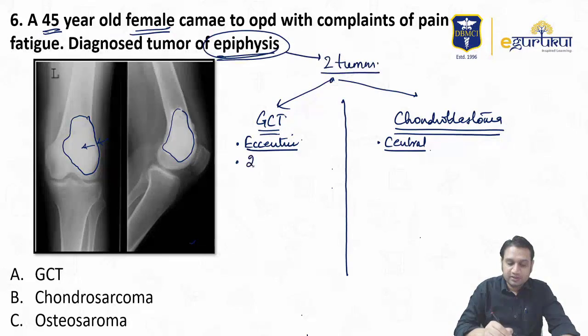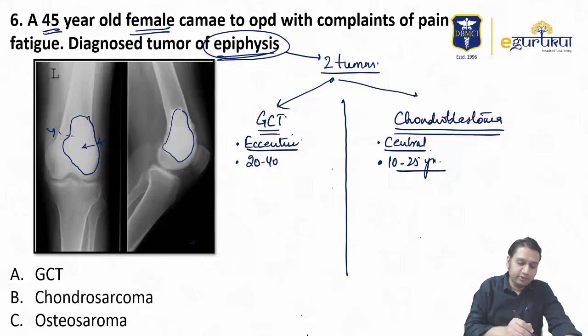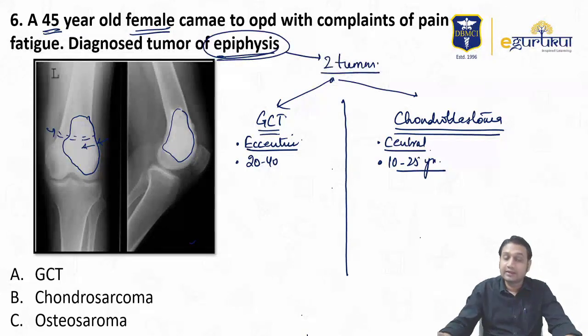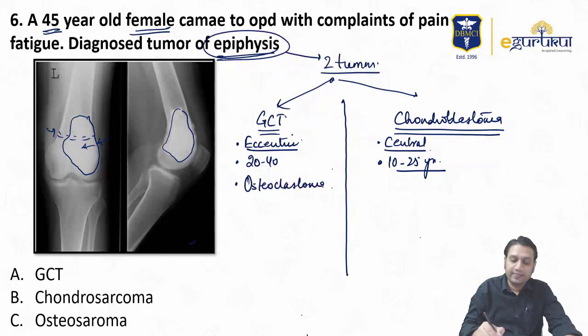For GCT, the age group is 20 to 40. That means the age group where the skeleton is mature, so I don't see any epiphyseal line here. What is the age group for chondroblastoma? 10 to 25 years. That means I should be able to see some growth plate. Third point, what is the other name for giant cell tumor? It is osteoclastoma. That means I should be able to see a lytic lesion over here.